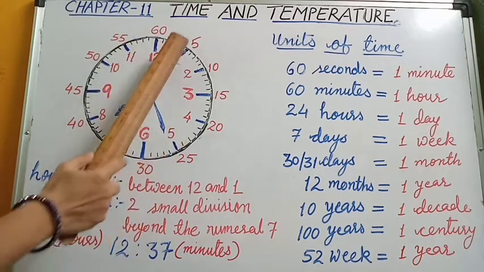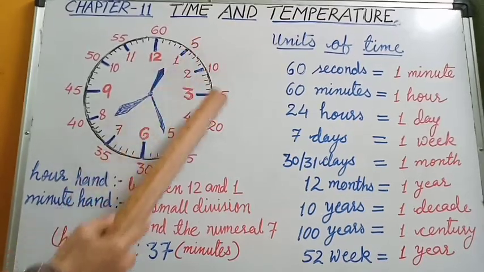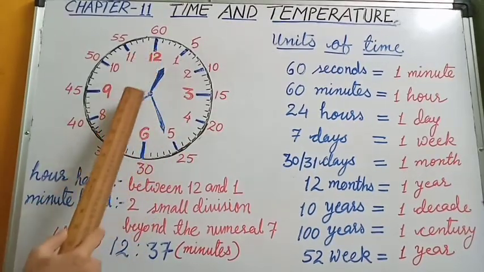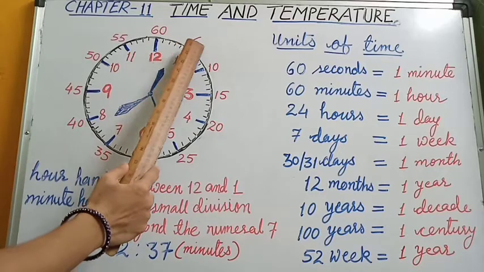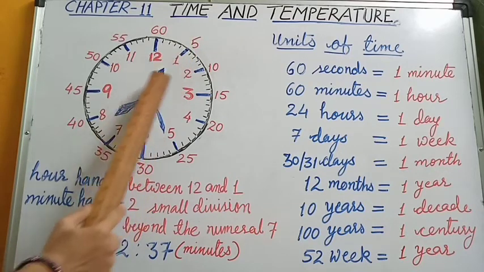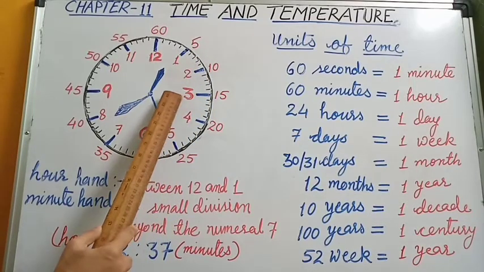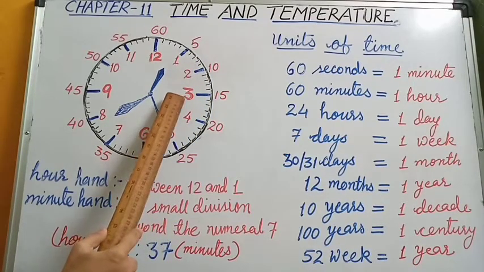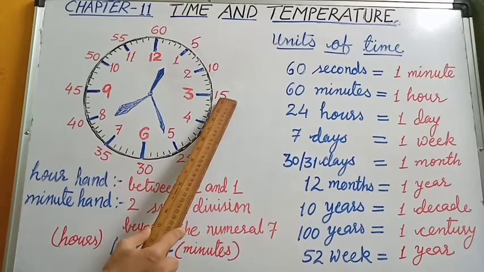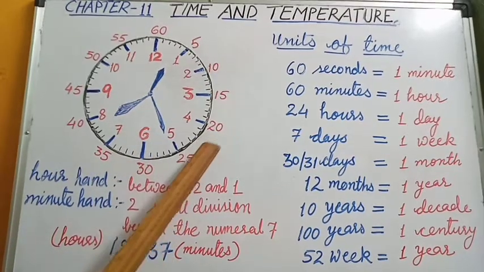Here you can see the minutes are multiples of 5. Whenever the minute hand is at 1, it represents 5 minutes. When the minute hand is at 2, it represents 10 minutes. And whenever the minute hand is at 3, it will represent 15 minutes. So all these are multiples of 5.